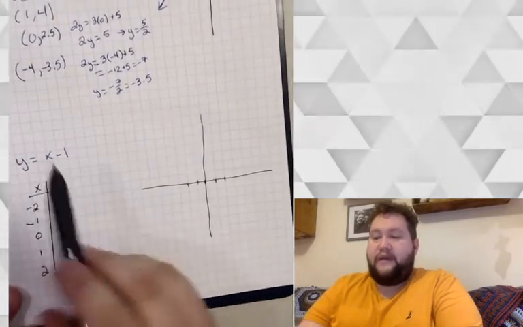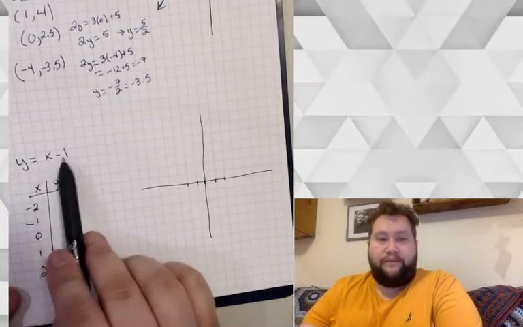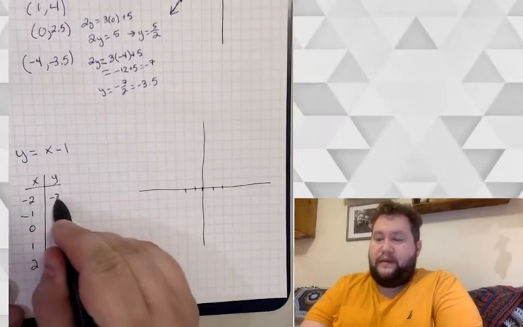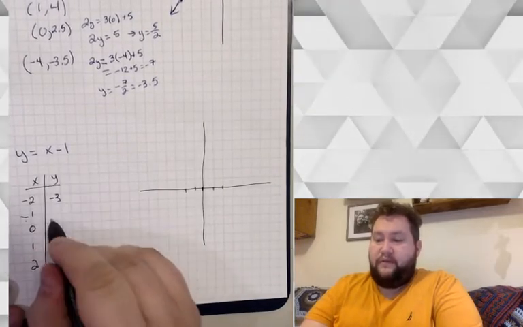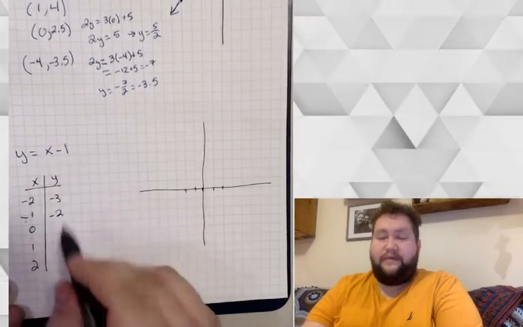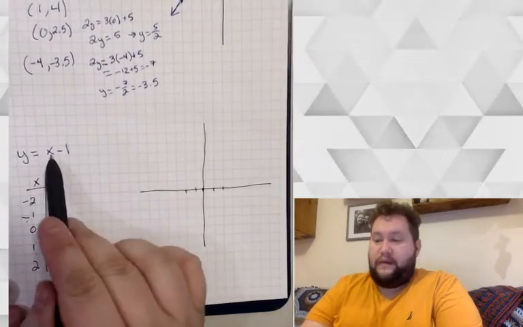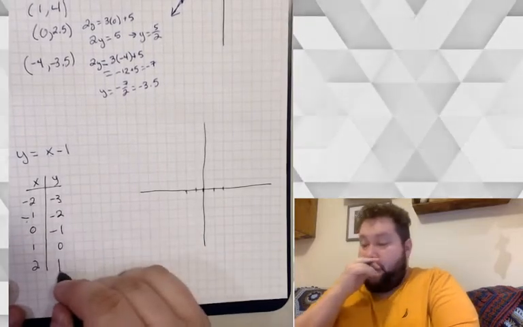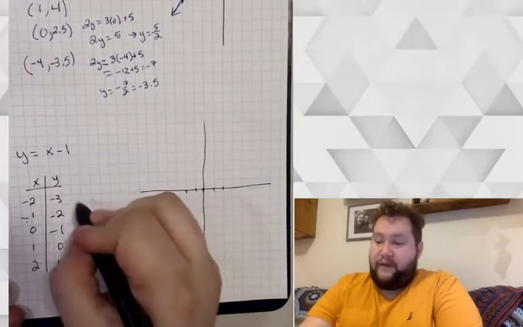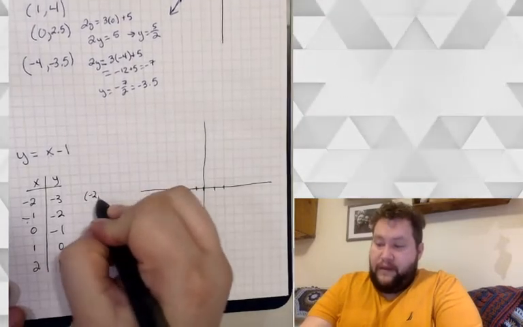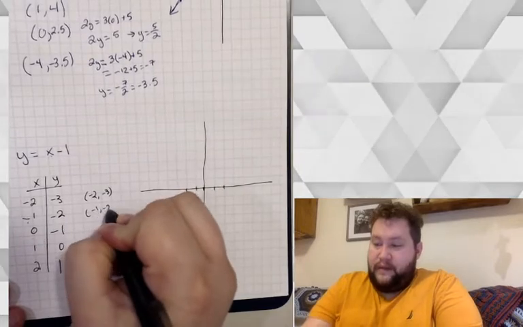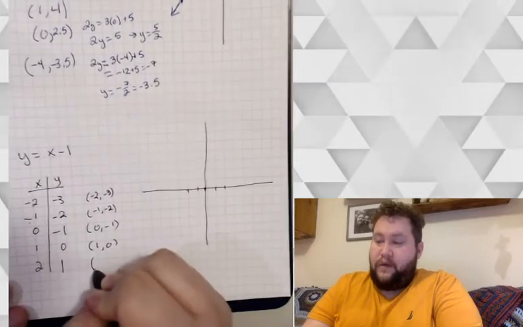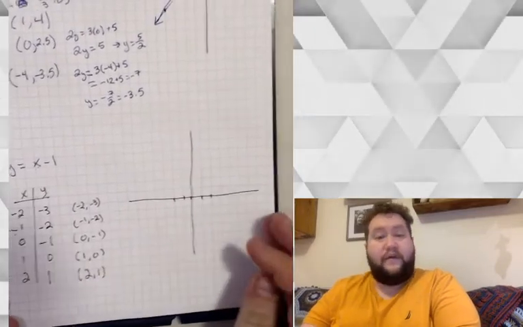And so this says y is always x minus 1. So if x is -2, minus 1 is -3. -1 minus 1 is -2. 0 minus 1 is -1. 1 minus 1 is 0. And 2 minus 1 is 1. And so now I have 5 ordered pairs: (-2, -3), (-1, -2), (0, -1), (1, 0), and (2, 1). And we can plot those 5 points over here.